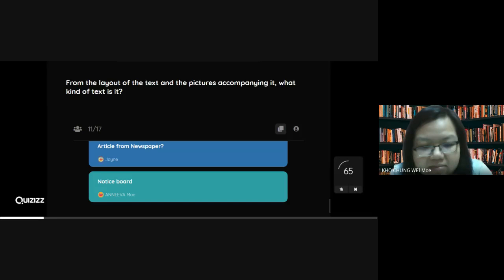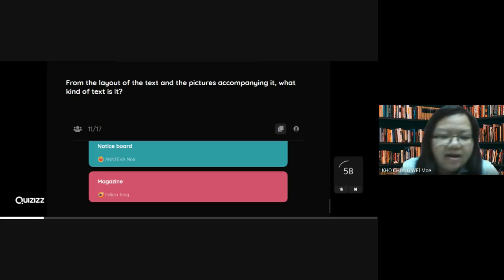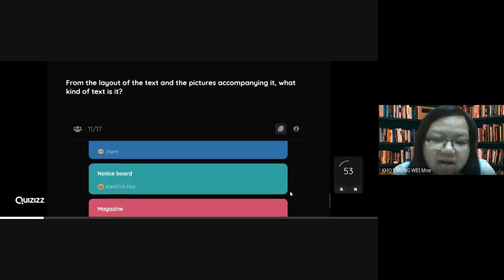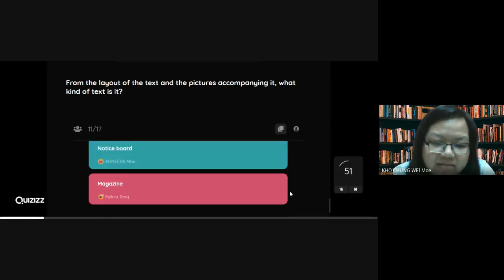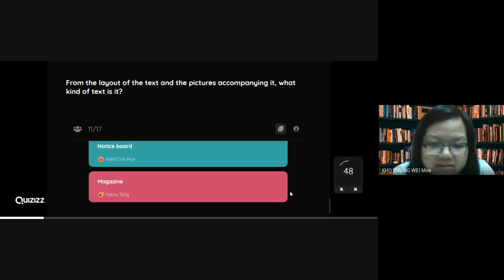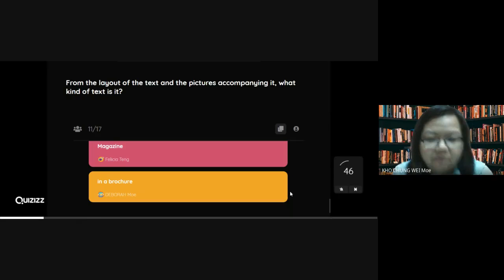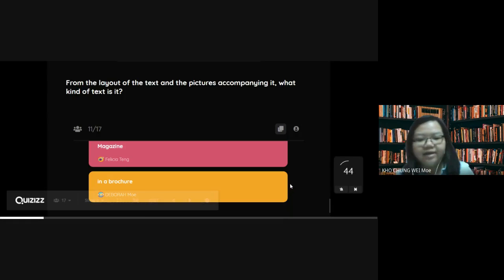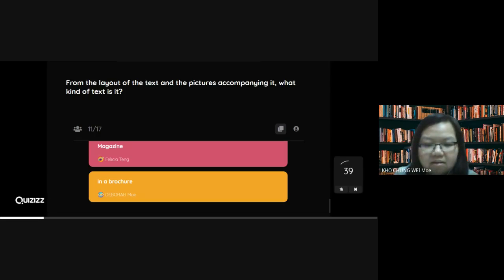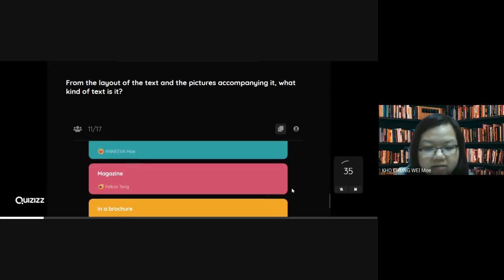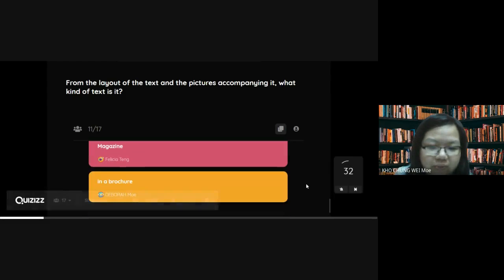Where else can you find this article? So it's an article on a notice board. Ah, Felicia got it. There's an article in the magazine. Okay, it could be an article in the magazine, right? I'm sure you have read magazines before. In a brochure, yep, it could be an article in a brochure, especially a brochure by the Ministry of Environment. Okay? Or it could be a brochure created by you, right?